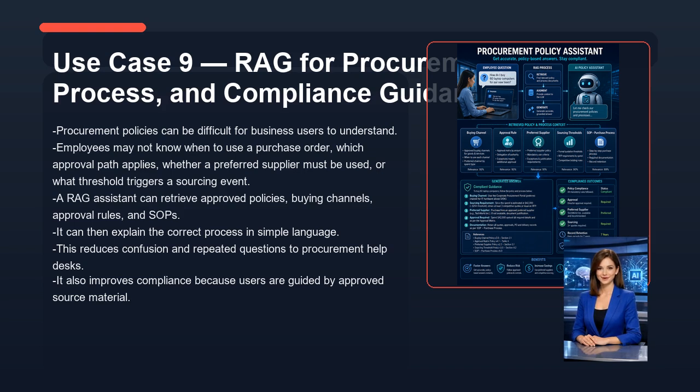A RAG assistant can retrieve approved policies, buying channels, approval rules, and SOPs. It can then explain the correct process in simple language. This reduces confusion and repeated questions to procurement help desks. It also improves compliance because users are guided by approved source material.